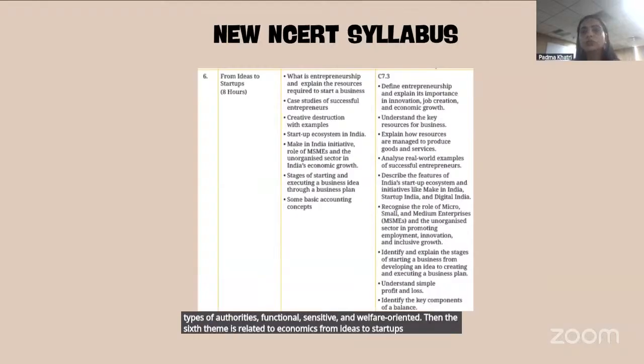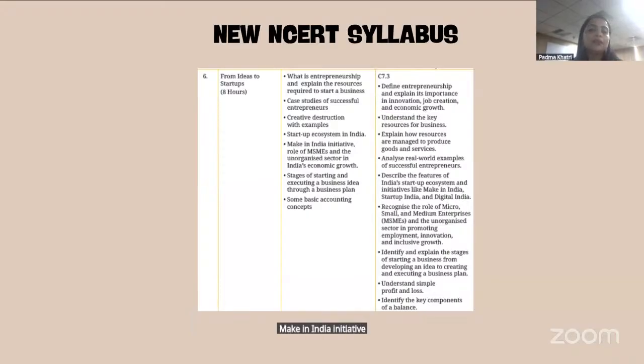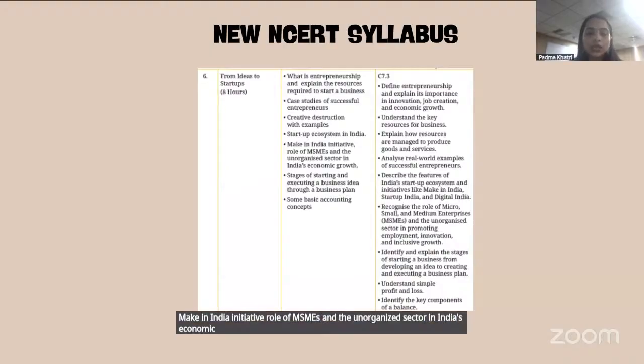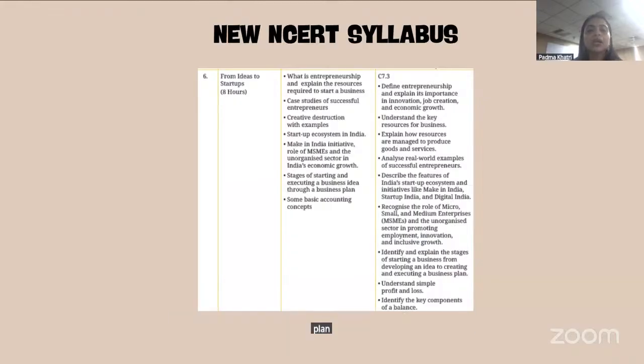It will focus on the meaning of entrepreneurship, then explain the resources required to start a business, case studies of successful entrepreneurs, creative destruction with examples, startup ecosystem in India, Make in India initiative, role of MSMEs and the unorganized sector in India's economic growth. This theme will also include the different stages of starting and executing a business idea through a business plan, and some basic accounting concepts.